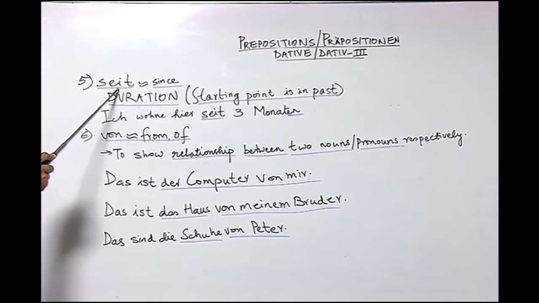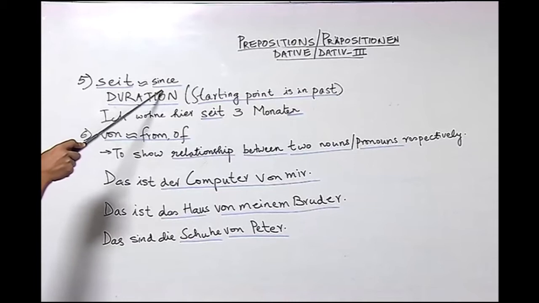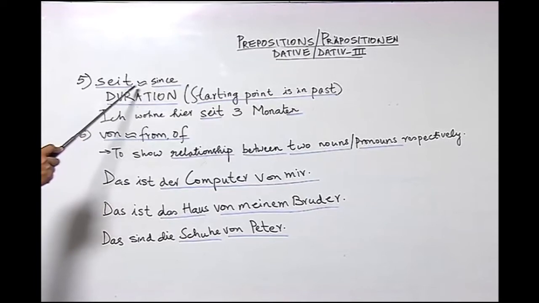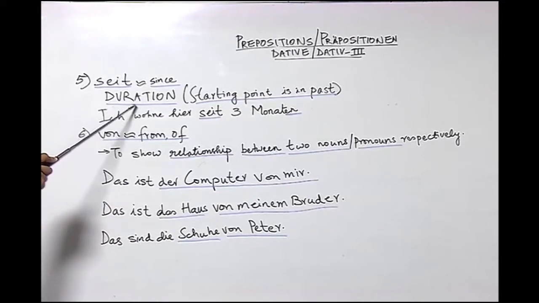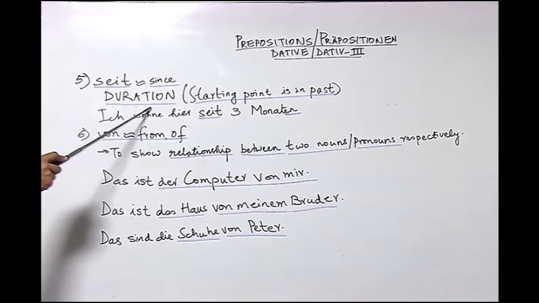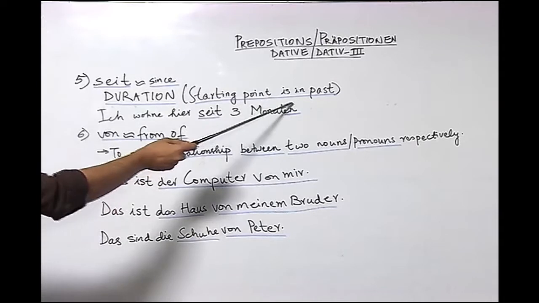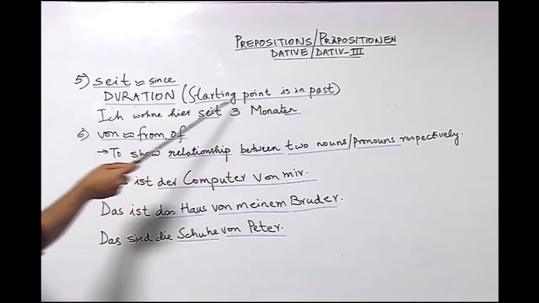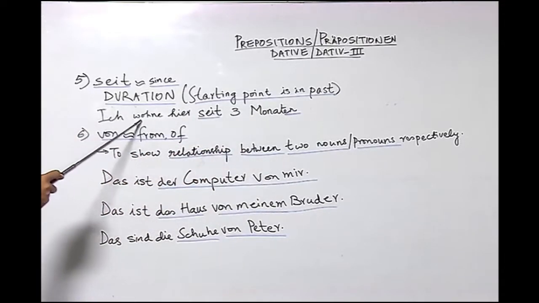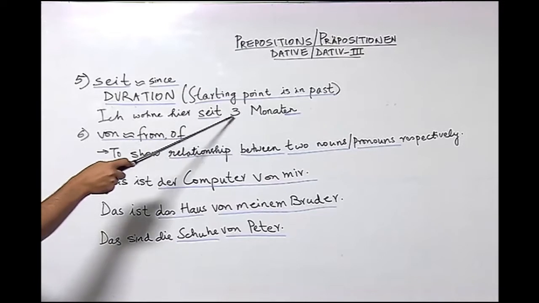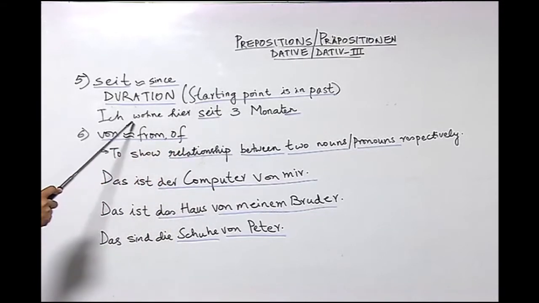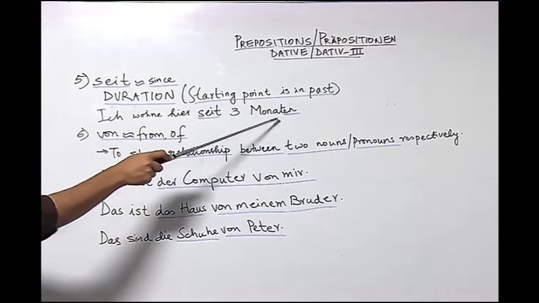Now, seit has got roughly the meaning since in English, and this is a preposition which is used to show the duration, that means the starting point of an incident or an occurrence which is in the past. Now, here I have written an example. Ich wohne hier seit 3 Monaten. I am staying here since 3 months.